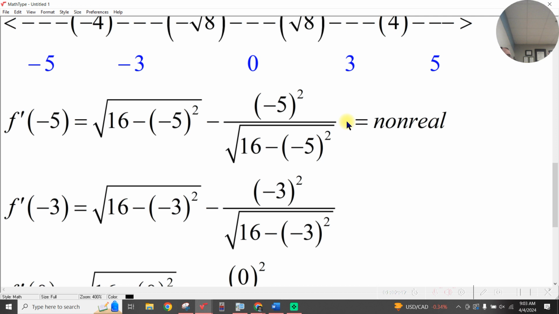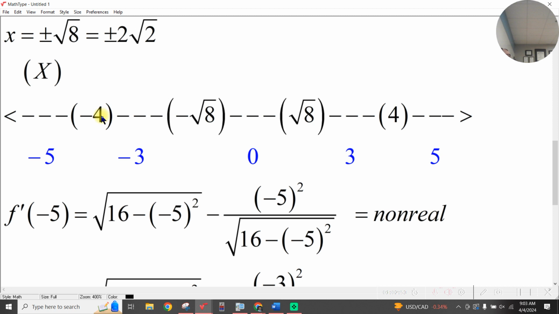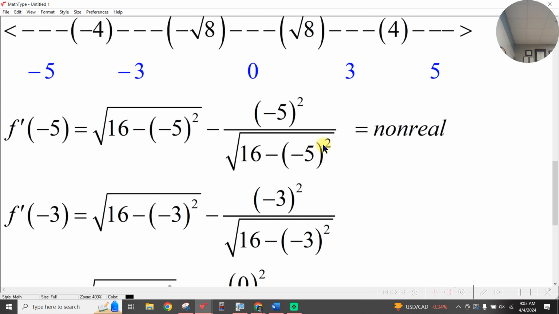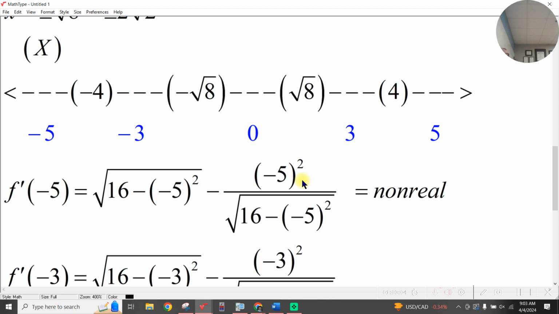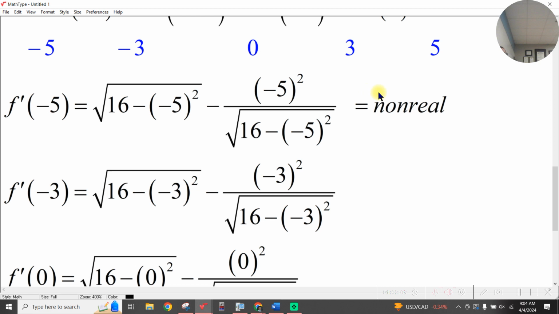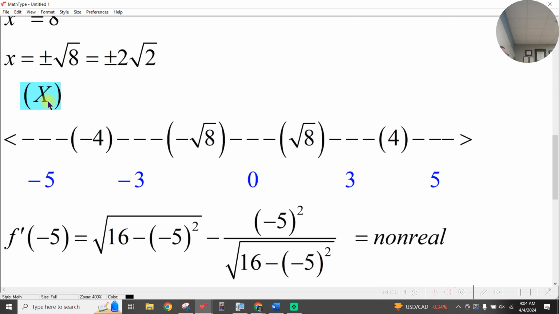I did negative 4. Yeah, and think about this. That makes sense, because remember how we got negative 4? It was division by 0. That's really common, and that'll give you all zeros and division by zeros. So again, we got a non-real answer right there, which means it's not increasing or decreasing, because it doesn't even exist to the left of negative 4.